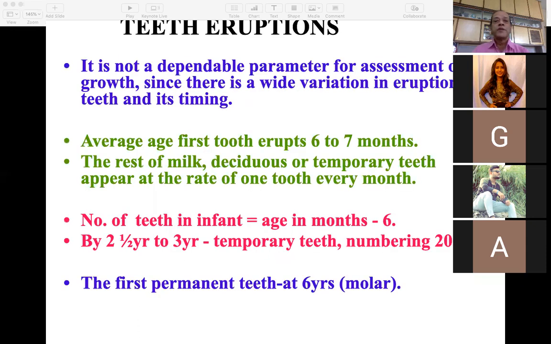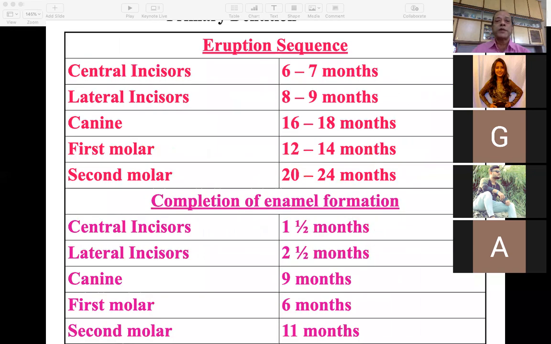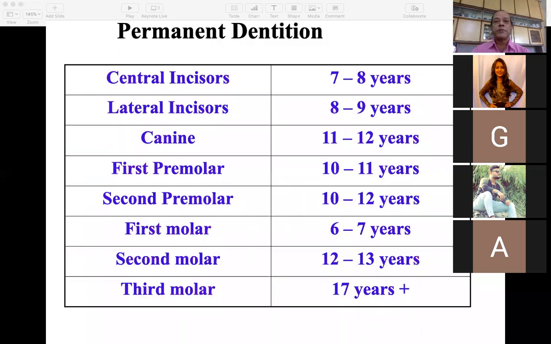Teeth eruptions we will not go into detail. Again, you can learn from the various books. If you want, you can keep a copy of this slide. Teeth eruptions can be temporary or primary dentition, and then permanent dentition. So you can keep a record. Again, I have tried to make it simplified year-wise.